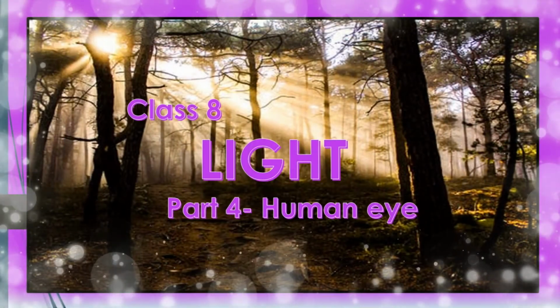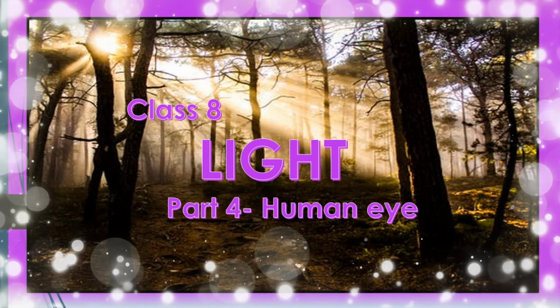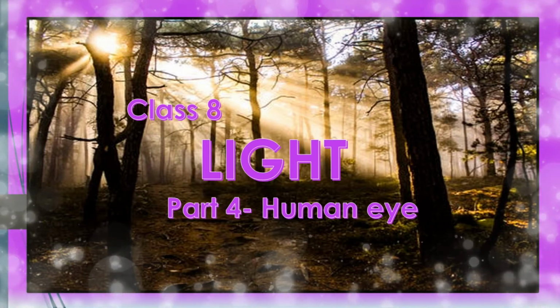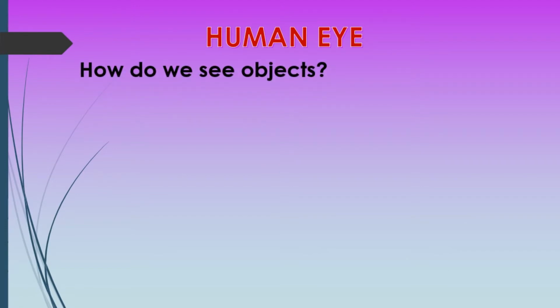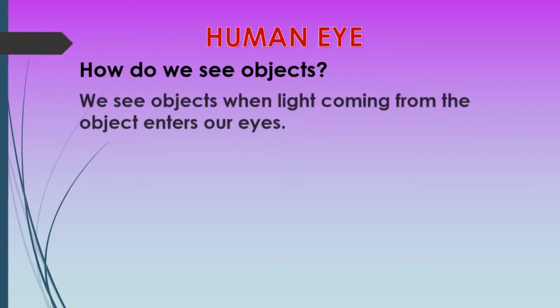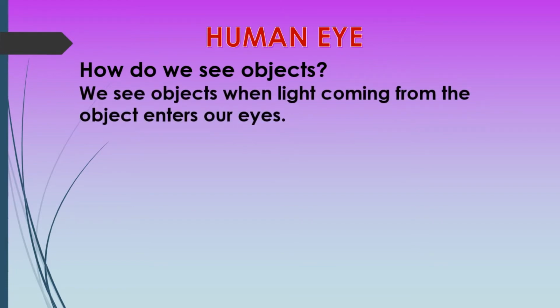Light. Part 4. The structure of the human eye. How do we see objects? We see objects only when light which is coming or reflected from them enters our eyes. Image of the object is formed in the retina of the eye.